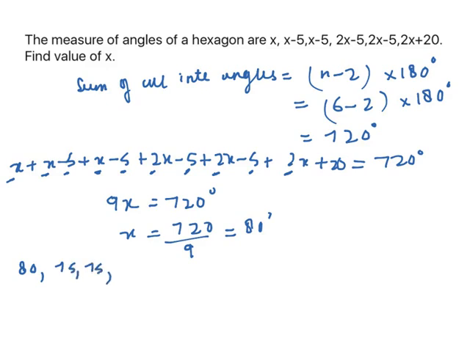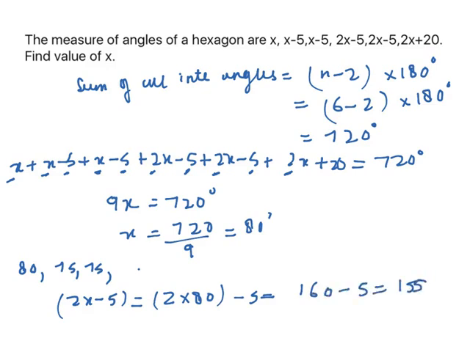Here we have to find out the value of x only, and if we want we can find out the measure of each angle. The next angle is 2x minus 5. How we can calculate it? We can calculate it like 2 into 80 minus 5, that is 160 minus 5, that will give us 155. Similarly we can calculate 2x plus 20 also, that will give us the measure of another angle.